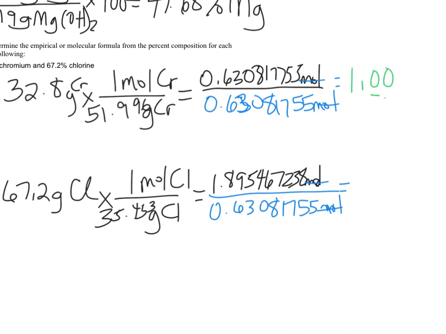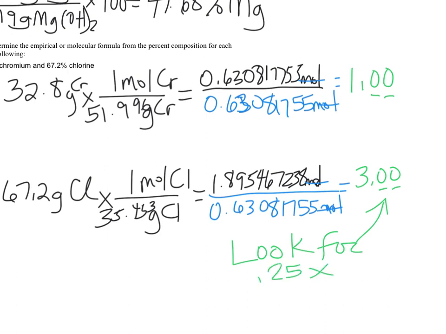Remember, you need to carry this to 2 places after the decimal so you can look for the decimal point places that might need to be multiplied. This one, once you divide it, is exactly 3.00. But remember, I need to look for 0.25. If that's present, I multiply everything by 4. I need to look for 0.33 or 0.66. If one of those are present, I multiply everything by 3. And I need to look for a 0.5. And if I have a 0.5, I would need to double everything by multiplying it by 2 in those decimals.